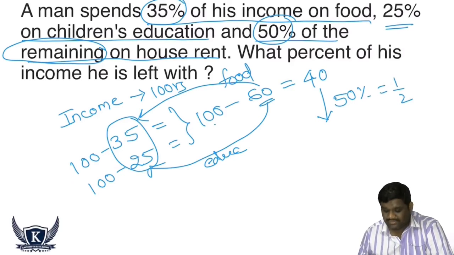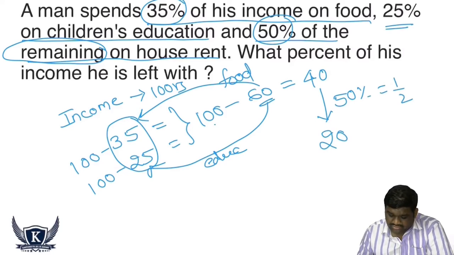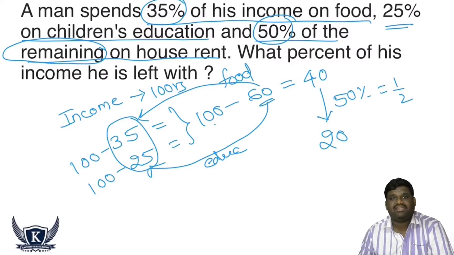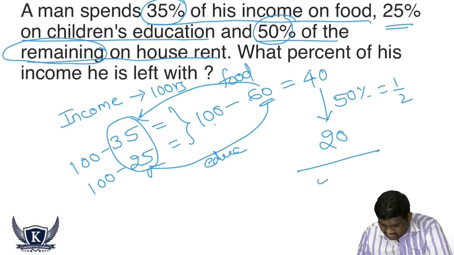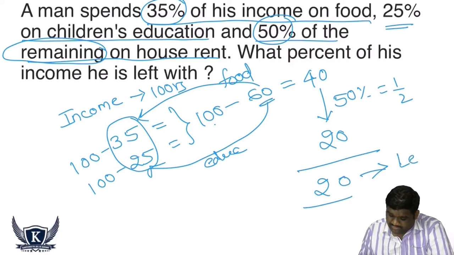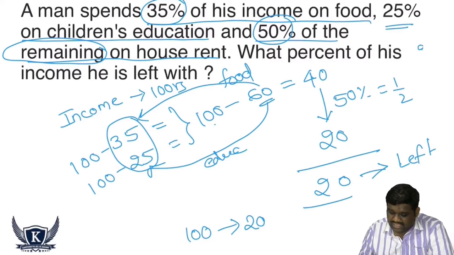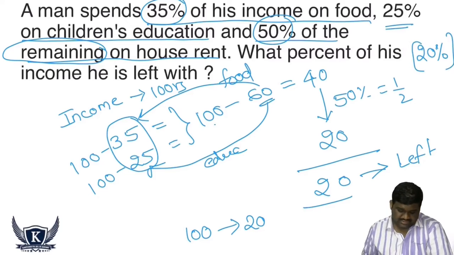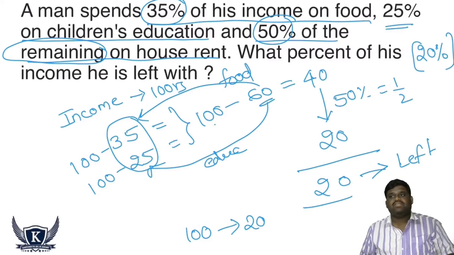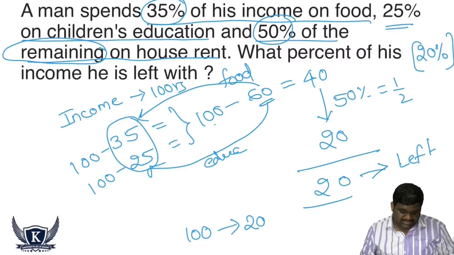50% is nothing but 1 by 2. 1 by 2 into 40 is 20. So in 40 he is spending 20. So how much is he left with? He is left with 20 rupees. So on 100 it is 20. So what is our answer? It will be 20% is our answer. So this is the way to answer this question.